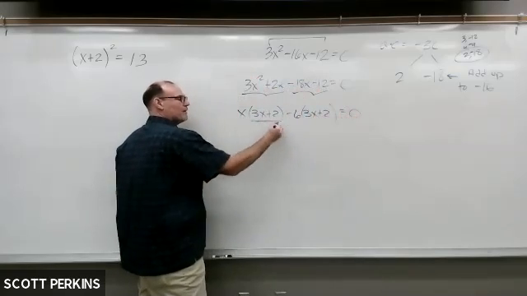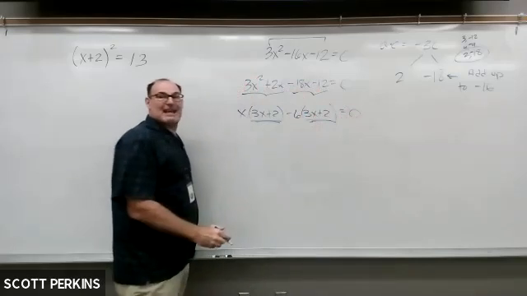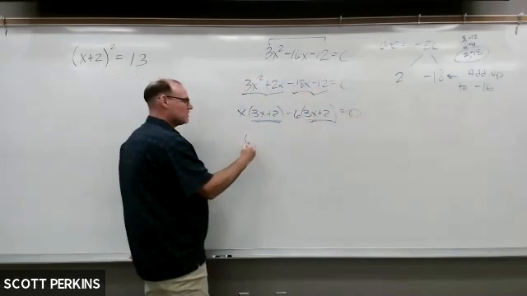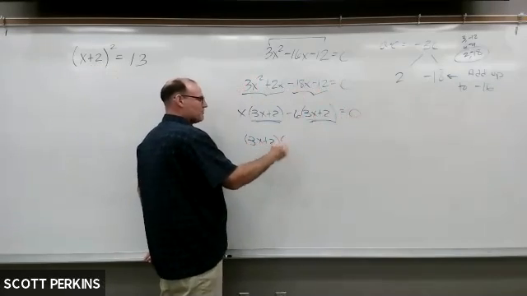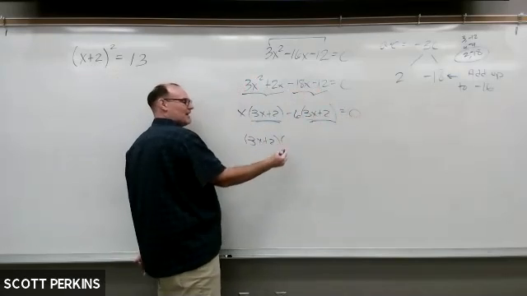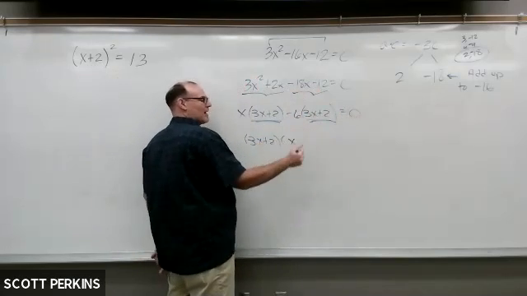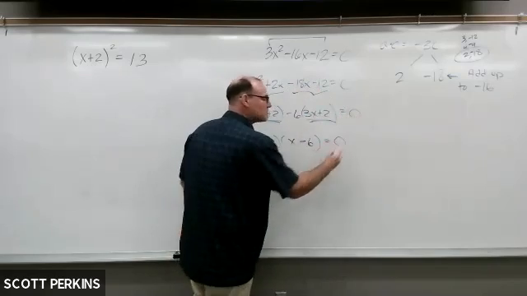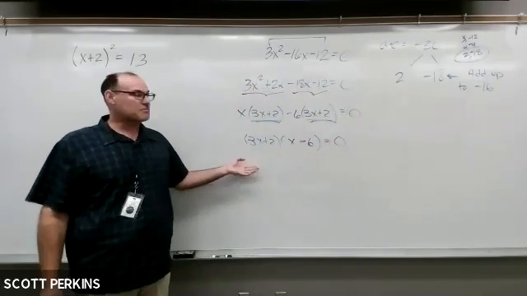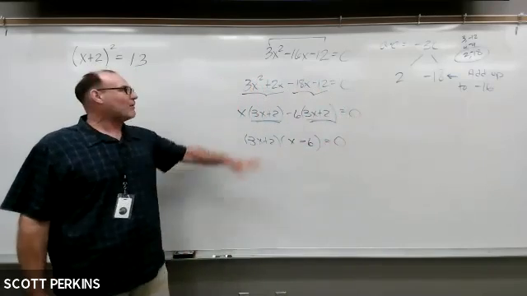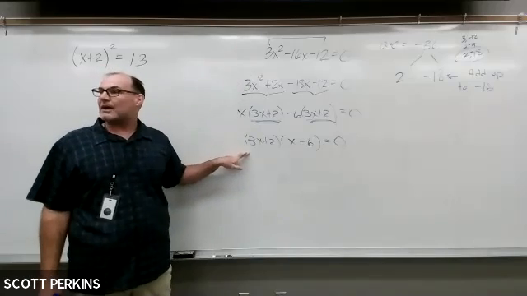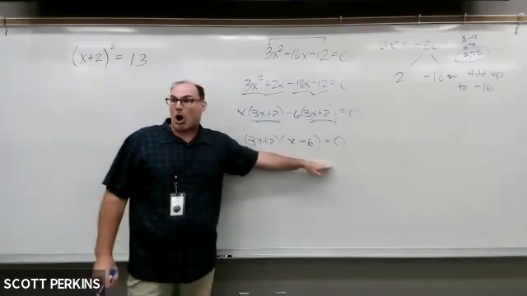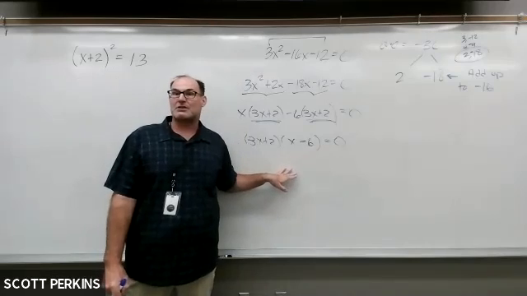I notice my grouping worked because I've got the exact same thing in parentheses. So 3x plus 2. From the first term, I have this x left over. From the second term, I have negative 6 left over. There's my factored equation. So however you got from here to here, if you factored a different way, we should all have the same pair of factors.